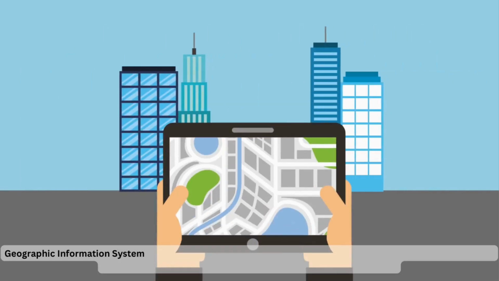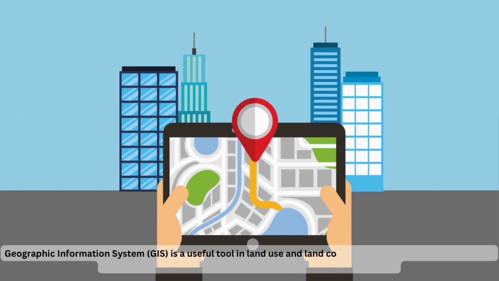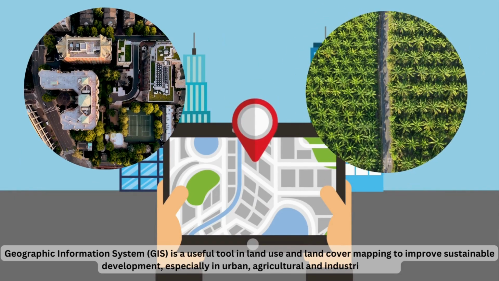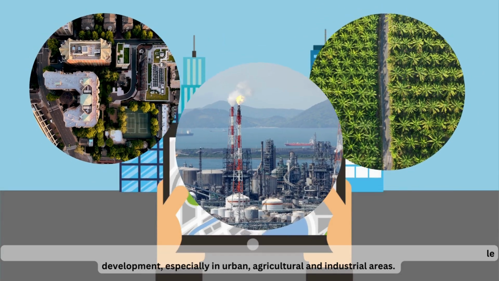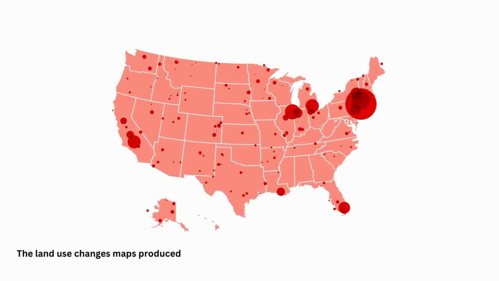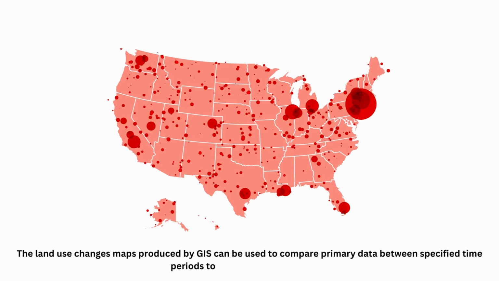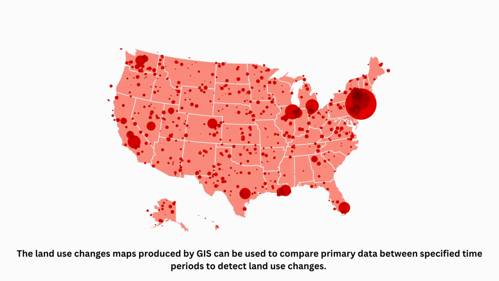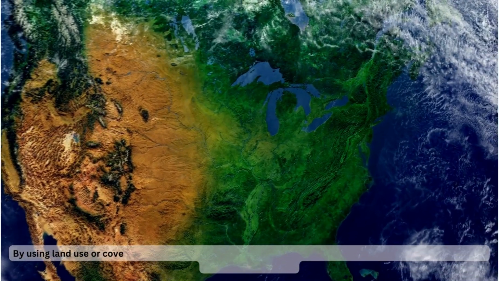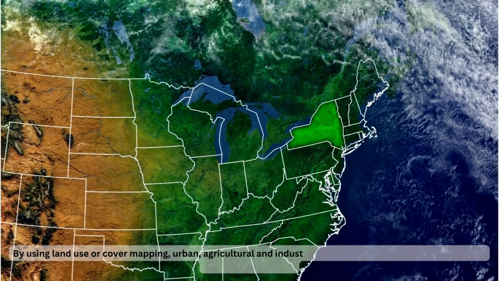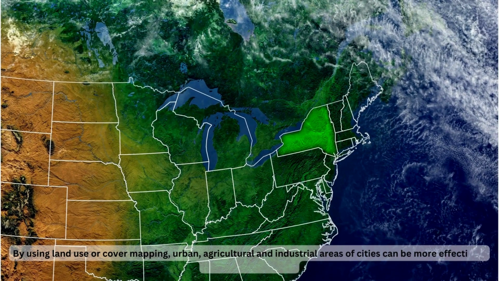Geographic Information System is a useful tool in land use and land cover mapping to improve sustainable development, especially in urban, agricultural, and industrial areas. The Land Use Changes maps produced by GIS can be used to compare primary data between specified time periods to detect land use changes. By using land use or cover mapping, urban, agricultural, and industrial areas of cities can be more effectively chosen and selected.